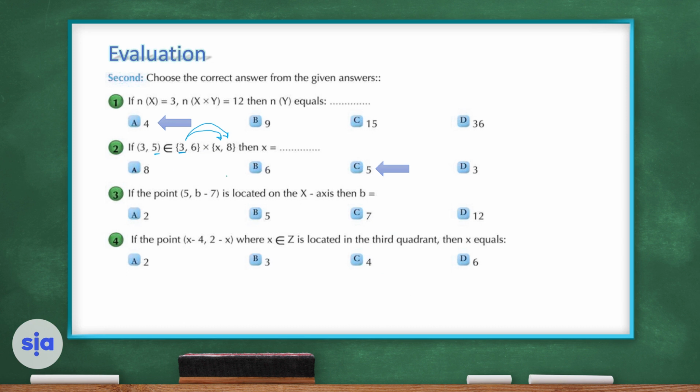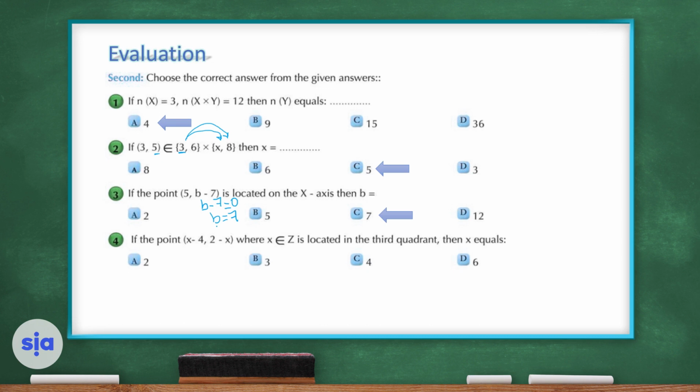If the point (5, b - 7) is located on the x-axis, any point located on the x-axis, its y value is 0. Any point located on the y-axis, its x value is 0. So here, as long as this point is located on the x-axis, this means that b - 7 is equal to 0, then b is equal to 7. So the right answer here is answer C.